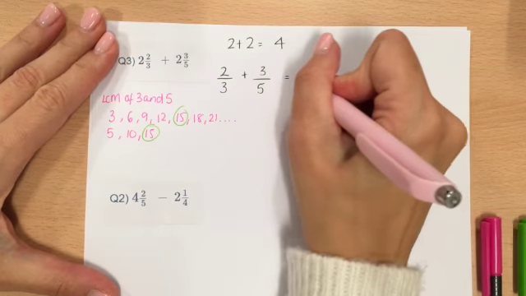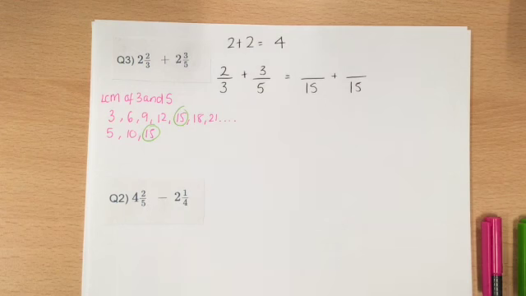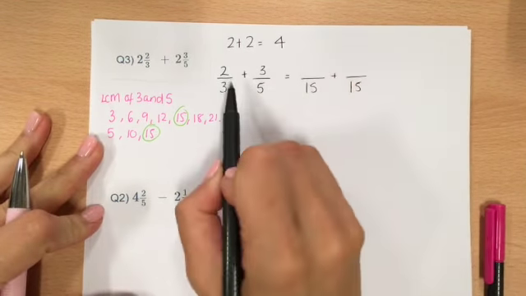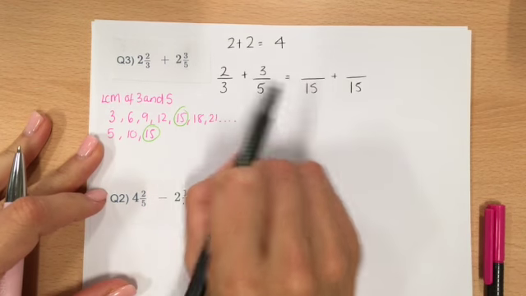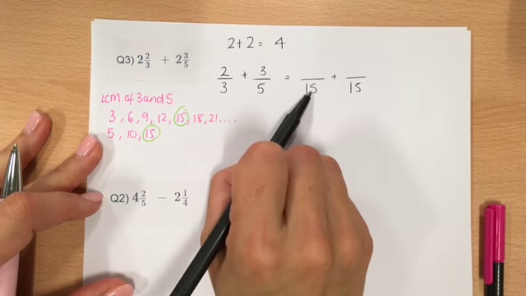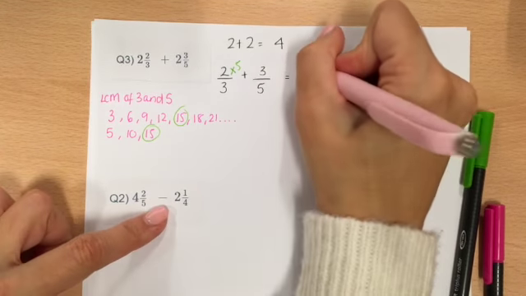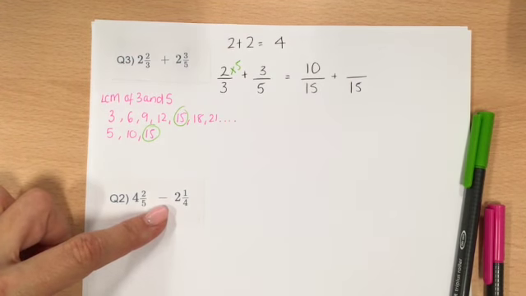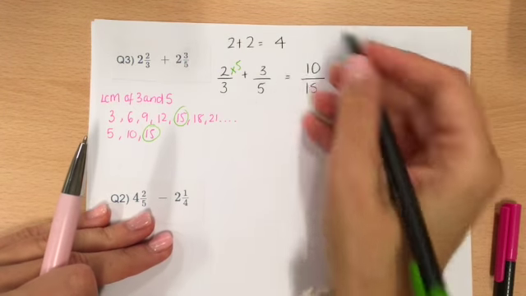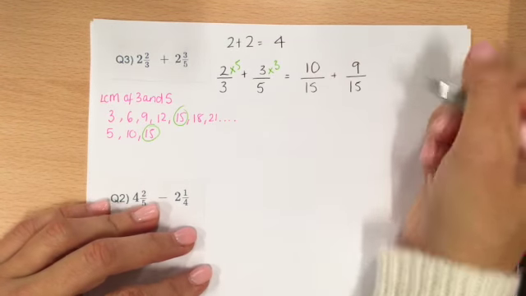So we have to write equivalent fractions now where they're both over 15. I've got to figure out what I need to multiply these fractions by. So what would I need to times 3 by to get 15? Well, I would need to times it by 5. So the new equivalent fraction is going to be 10 over 15. For the next one, what would I multiply 5 by to get 15? Well, that would be 3. So this one is going to be 9 out of 15.